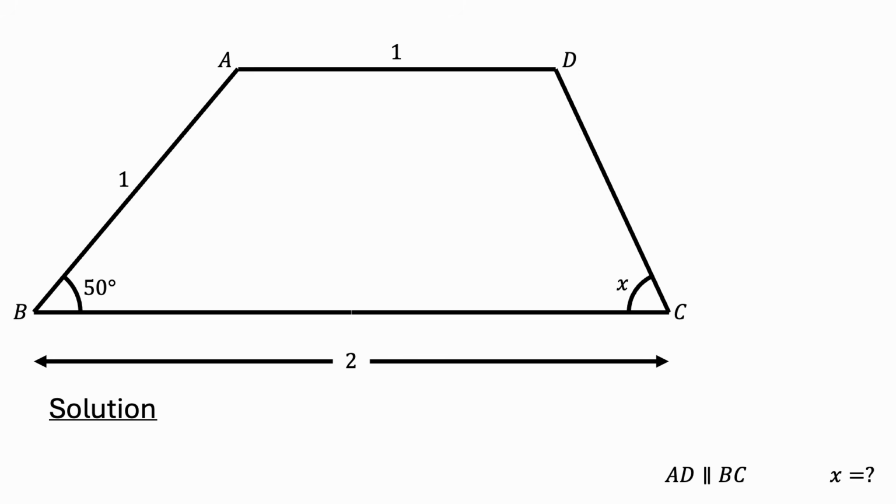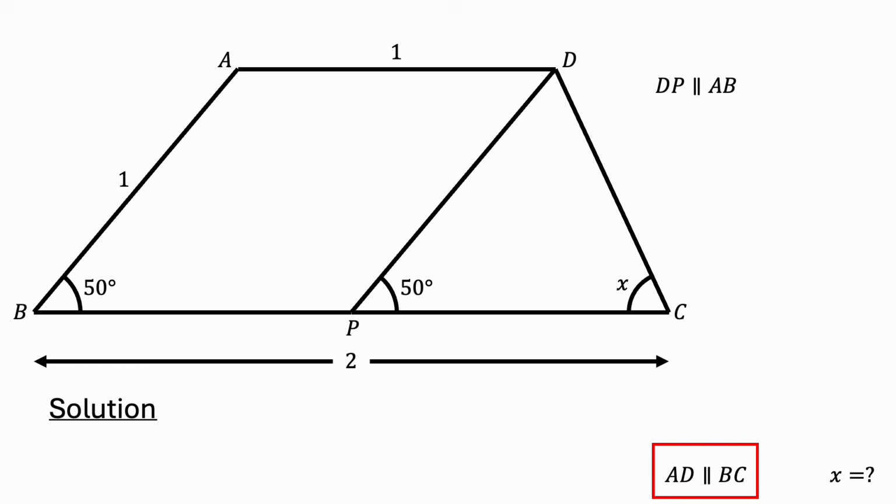And now for the solution. Draw DP to meet BC at P such that angle DPC equals 50 degrees. Since angle ABC equals angle DPC equals 50 degrees, DP is parallel to AB. We are given AD is parallel to BC, so AD is parallel to BP.